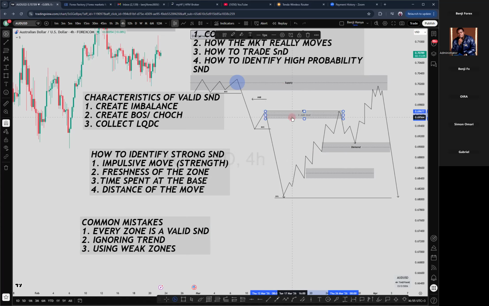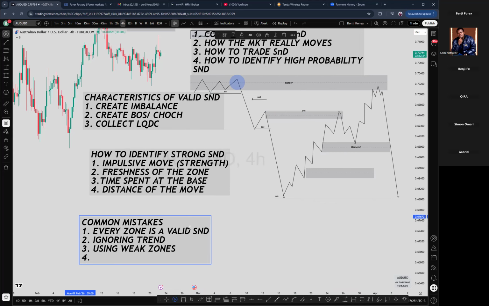And how can you note weak zones and strong zones? It's very simple. The origin of the movement, where your movement started, and also the freshness of the zone. If this zone here had been tapped and probably we had another zone around this particular area, then this could be a very valid supply area. But now the market has not tapped into this area. So don't trade from weak zones, trade from high probability zones, and also wait for confirmations.